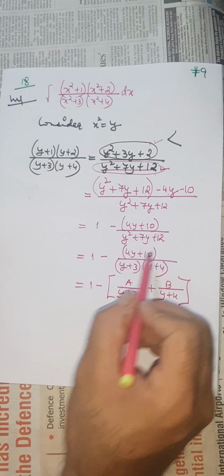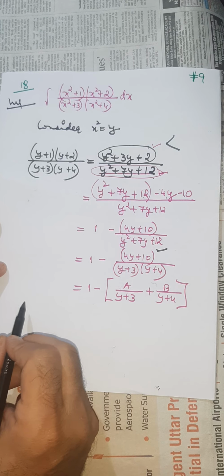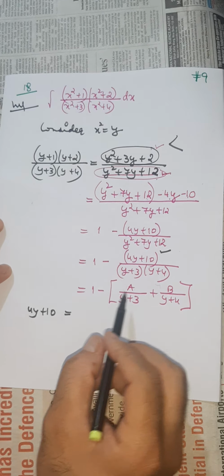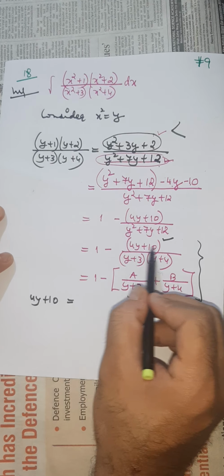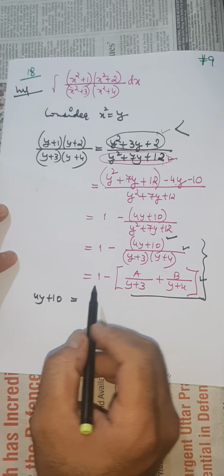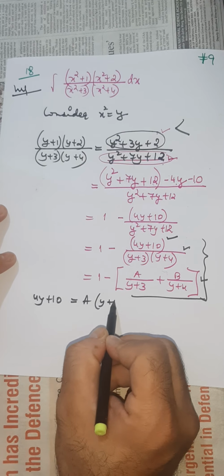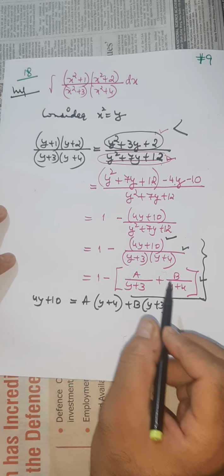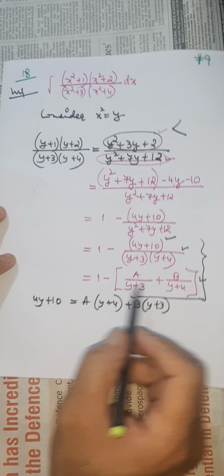Compare the numerators. What is numerator in the previous step? Here just 4y + 10. For this portion only, remember, for this much only, this one we are comparing. This and this. What is numerator here? A into (y + 4) plus b into (y + 3). 4y + 10 equals a into this, b into this.